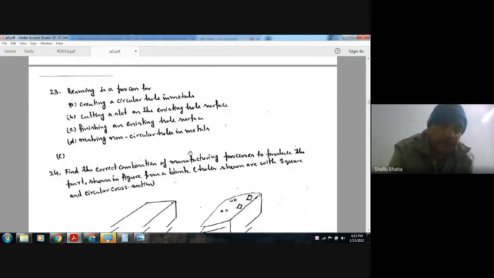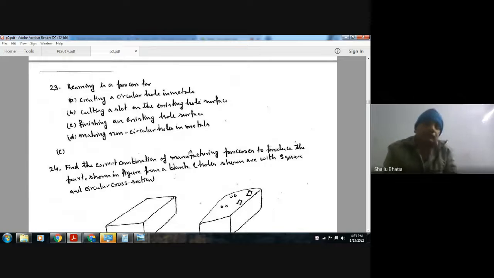Next. Honing is a process for: A, creating a circular hole in metal; B, cutting a slot on the existing hole surface; C, finishing an existing hole surface; D, making non-circular holes in metal. So honing is a finishing process, so it is used for finishing an existing hole surface. Okay, next.